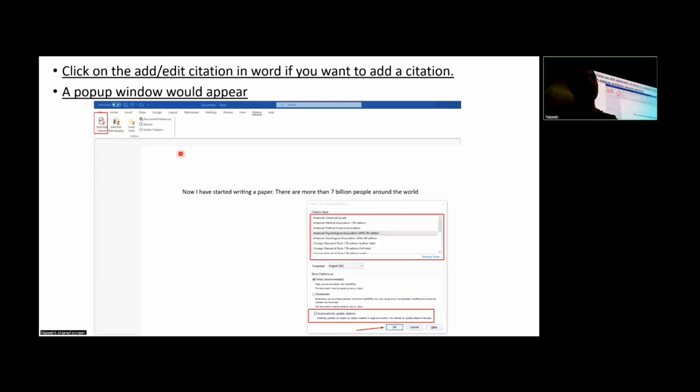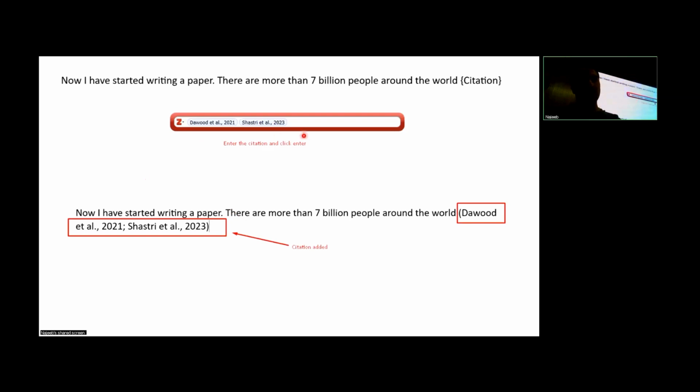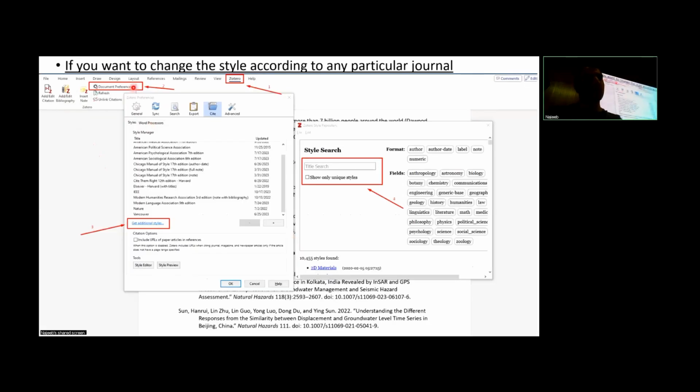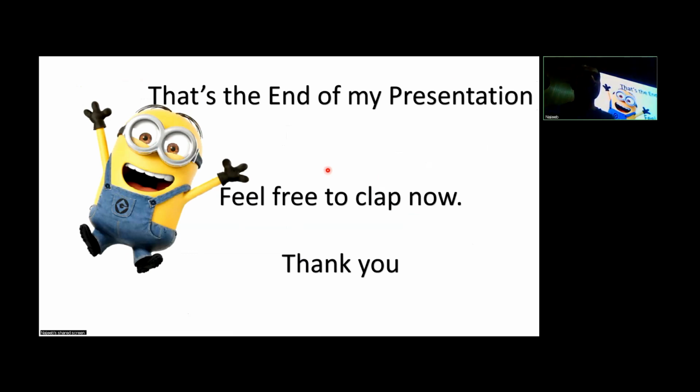Okay, and then you can add citations by clicking on this tab. Okay. Citations are added. You can see the citations. Just click on the bibliography and all the references would appear. Okay. If you want to search for additional styles, click on Zotero and then preferences and then cite and then get additional styles and search your specific journal. Okay. And that's the end of my presentation.